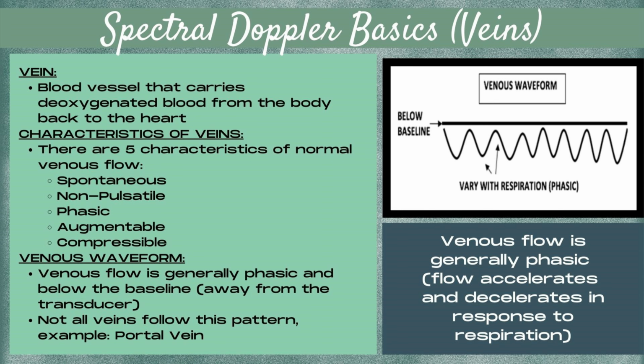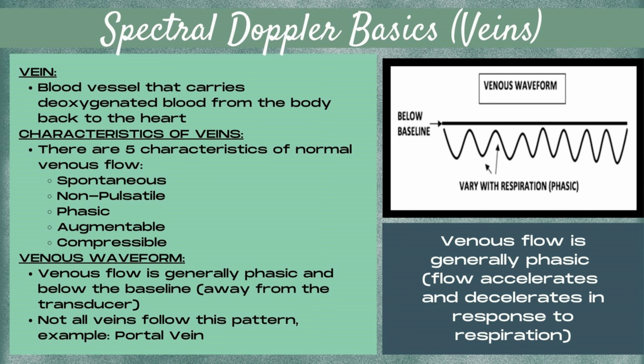The flow should be phasic, which means that it accelerates and decelerates in response to respiration, and this gives it its characteristic rounded waveform shape. It's also going to be augmentable, meaning that if you squeeze an area below the area of interrogation, you'll get a rush of blood flow that displays on the waveform tracing. And veins are also thin-walled and compressible on an ultrasound with transducer pressure.